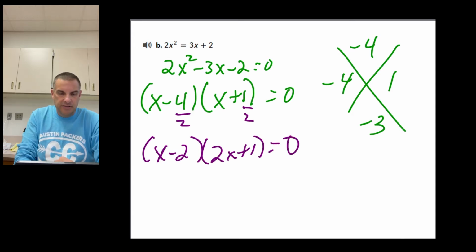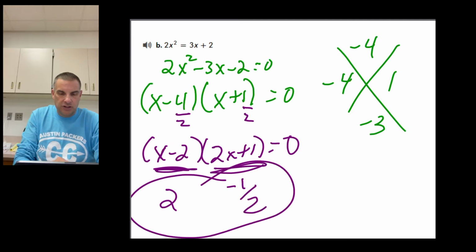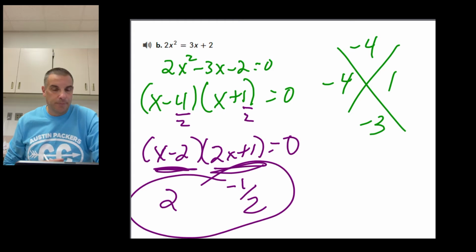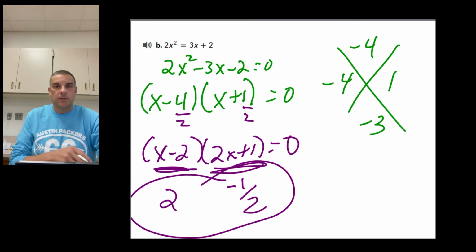Now we have to find the zeros. What makes that 0? 2. What makes that 0? -1/2. So those are your zeros. And we're going to use all this eventually to help us graph these a little bit more accurately. I think that's probably a couple steps down the line, but it's really taking these and graphing them a whole lot more accurately by using the zeros as well.